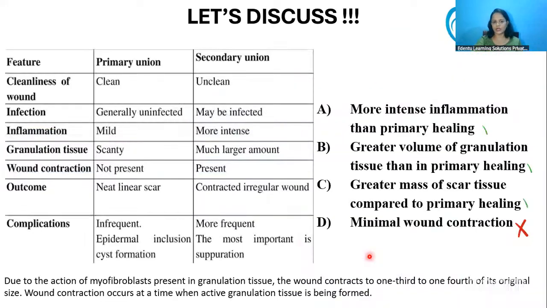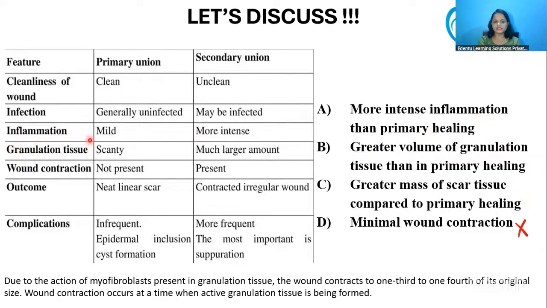Now let's have a look at healing by primary intention and healing by secondary intention. What are the characteristic features? Cleanliness: the primary wound will be clean whereas the secondary will be unclean. Infection: primary is usually uninfected whereas secondary may be infected. Inflammation is mild in primary union whereas it will be more intense in secondary union. So the first point they mentioned, more intense inflammation than primary healing, is a true statement.